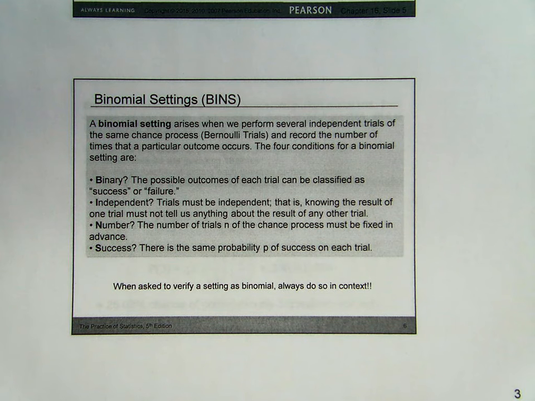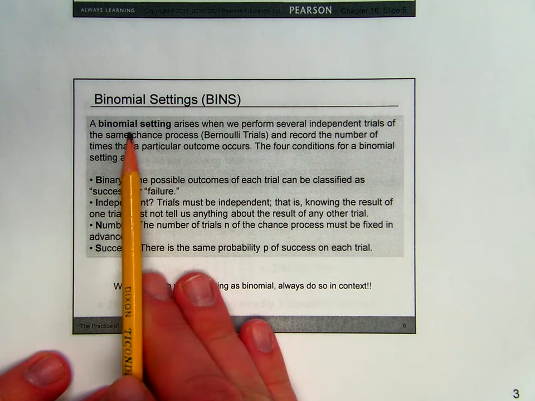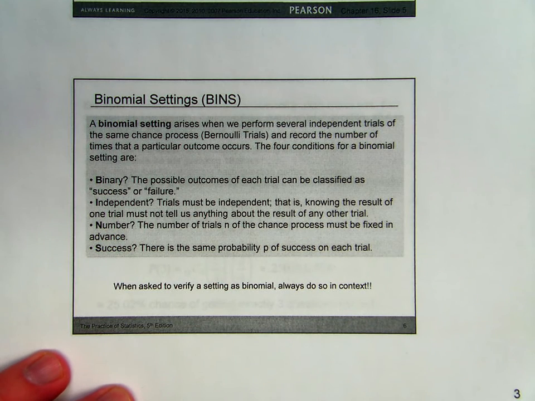So, one of the common AP questions has to do with whether conditions are met in order to be considered a binomial setting, or a problem where it's appropriate to solve it with binomial probability. A binomial setting arises when we perform several independent trials of the same chance process, Bernoulli trials, and record the number of times that a particular outcome occurs.